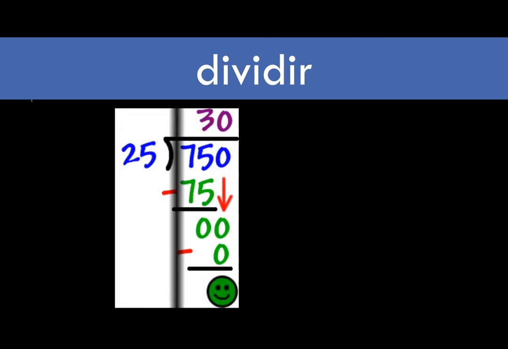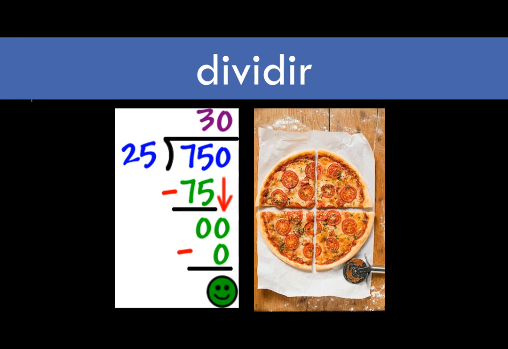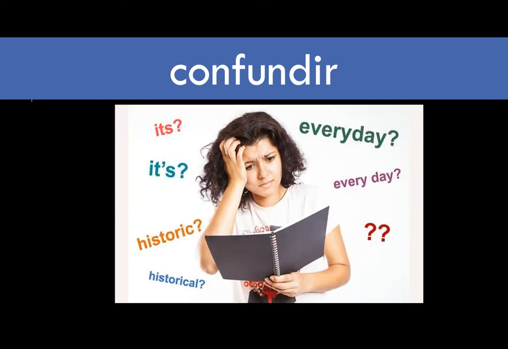Dividir. This is a cognate, to divide. Yes, you divide in math class, but you can also divide a pizza into 4 pieces, a bread loaf into slices. Confundir. Again, this is a cognate, to confuse.